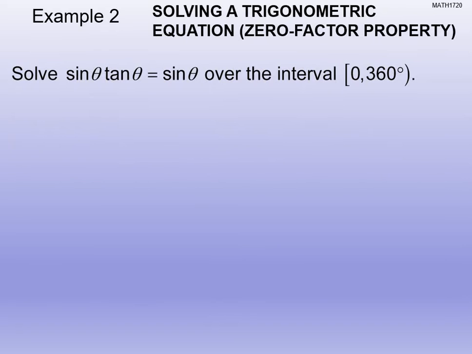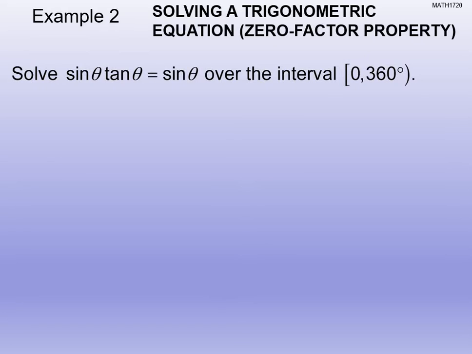So let's take a look at this one now. We have sine of theta times tangent of theta is equal to sine of theta. The one thing I want you to think about on this one is to be careful here. I know that it's like, hey, we can just divide both sides by sine, and then we get tangent of theta equals 1. The problem is when you do that, we only get one solution that we're looking for. So be very careful on these problems. You actually have to do a little bit more work. Don't simplify right away. So this is the zero factor property.